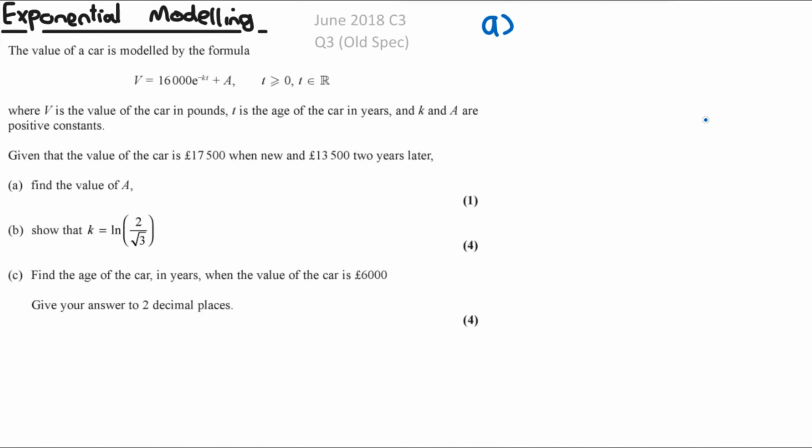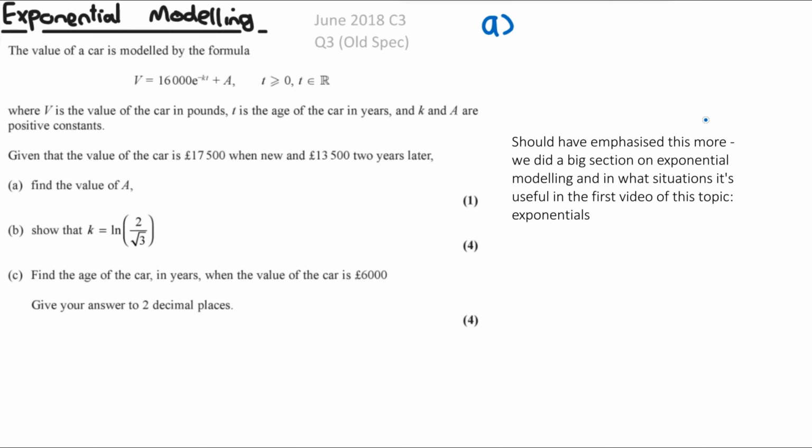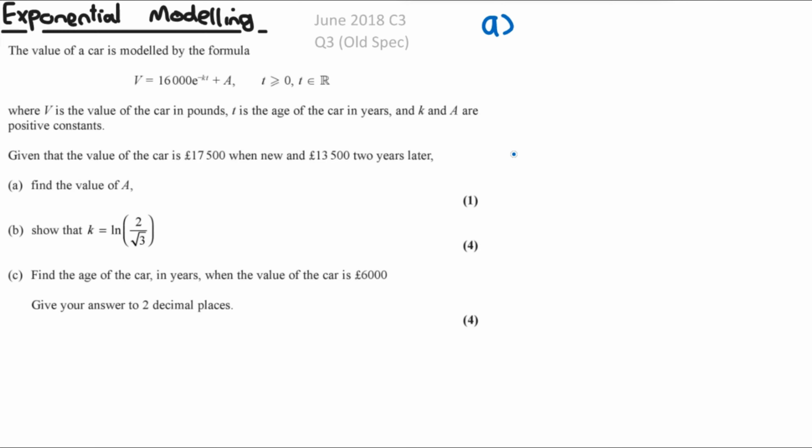So I'm just going to go through some quick exponential modelling questions. We already talked a bit about this in the first video on exponentials, on how exponential modelling is really good and when it applies. And now I think we can go through some more exam questions because we know about logarithms, which come up a lot in these questions. So here's an example question where we're given this formula for the value of a car, and we're told the value of the car is 17,500 when new and 13,500 2 years later.